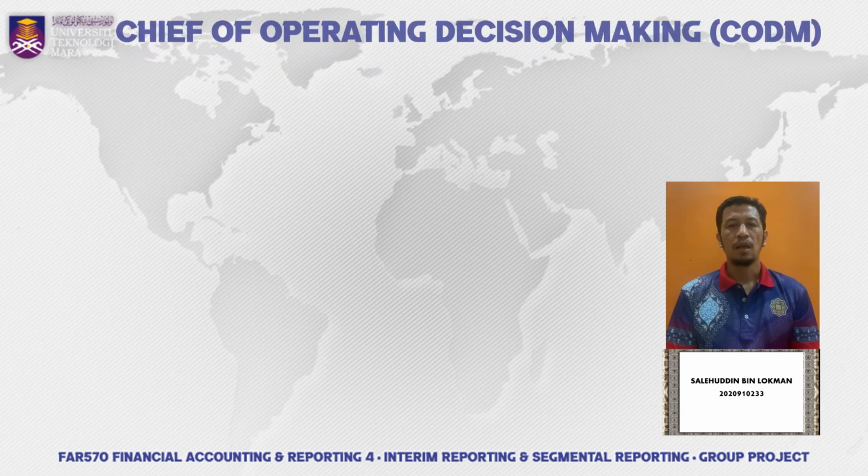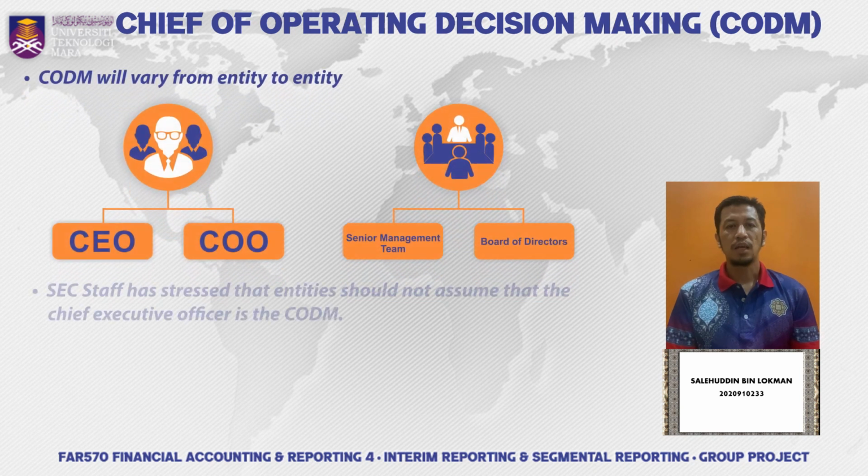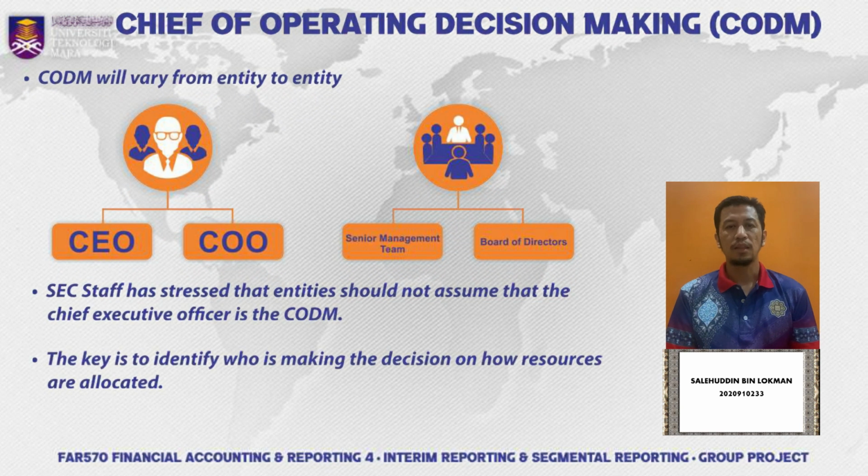For the chief operating decision maker, this will vary from entity to entity. For an individual, it might be the CEO or COO, and for a group of people, it might be the senior management team or board of directors.